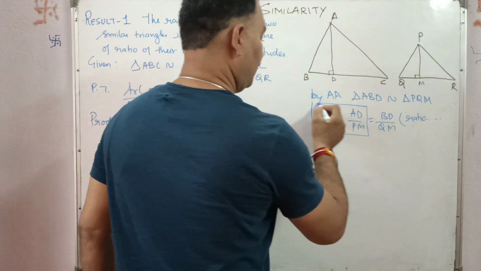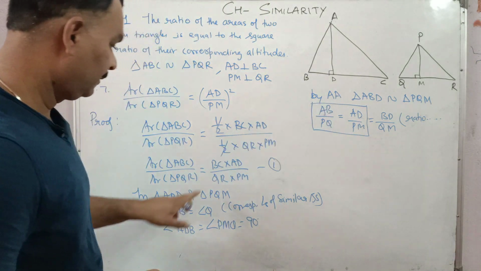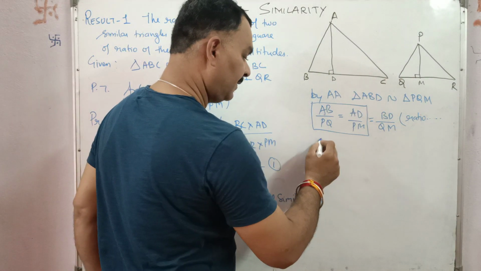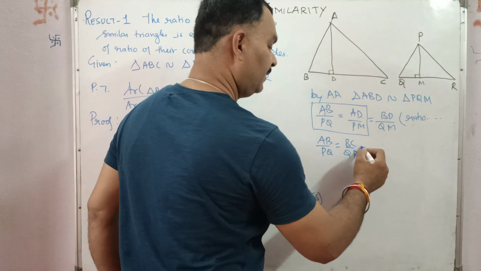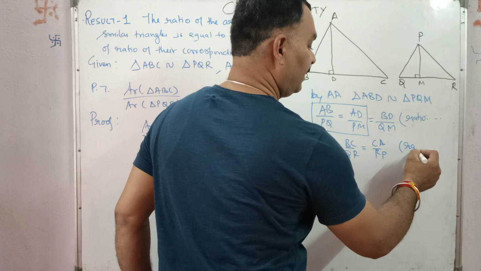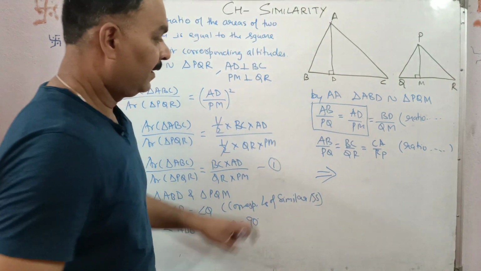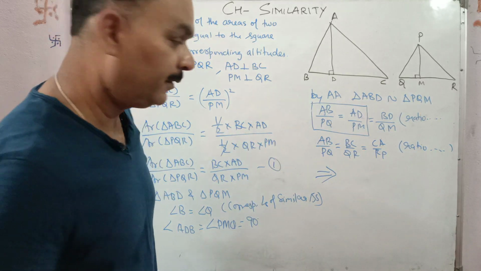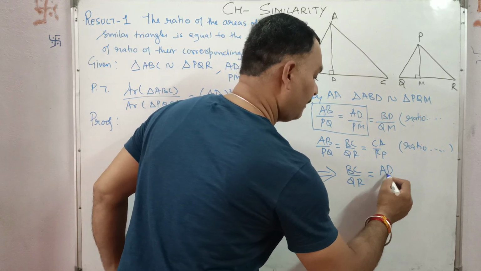Now instead of AB upon PQ, we need BC upon QR, because we need to find the value of BC upon QR. Since these two triangles are similar, we know that AB upon PQ is equal to BC upon QR is equal to CA upon RP. The same reason, ratio of corresponding sides of similar triangles are equal. Now AB upon PQ can be replaced by BC upon QR in the above equation. So we can write that BC upon QR is equal to AD upon PM.